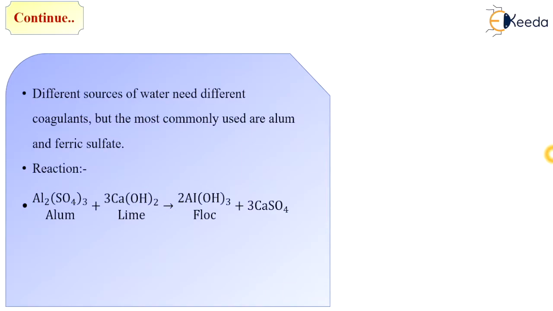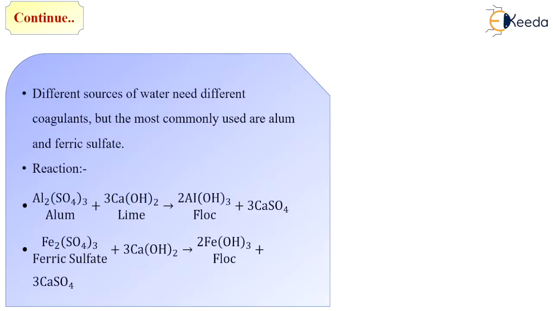Now the reaction that takes place when we add alum into raw water. As you can see in this formula, the chemical formula of alum is Al2(SO4)3. That is aluminium sulfate, and we call it alum. When we add alum into the raw water, it reacts with the calcium hydroxide or lime present in water, and by the addition of alum and lime, it gets converted into flock, that is, aluminium hydroxide flock. That will be settled in the sedimentation tank.